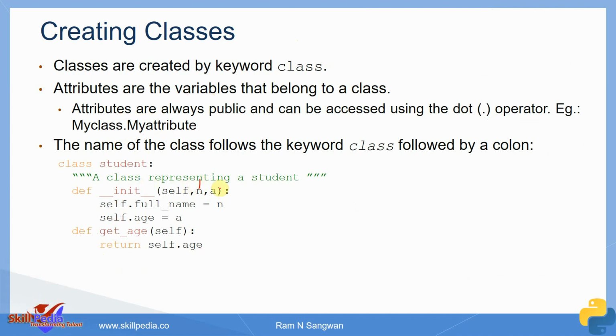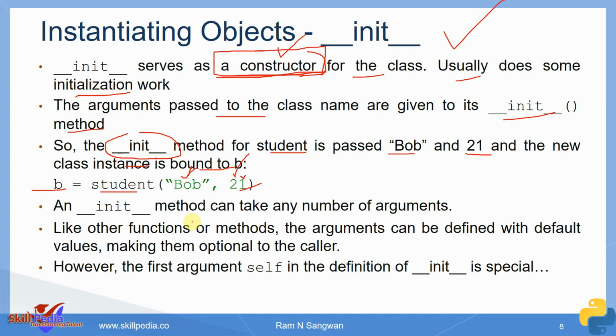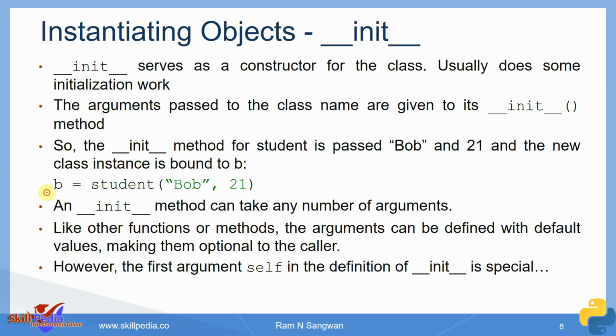So Bob will go to n, and because self is defining, that is initializing this class itself. Whenever you define an object, it will initialize with whatever value you provide here. So Bob, 21: here name will be Bob, age will be 21. So when we are passing Bob and 21, this is how we can initialize an object of this class. Because the class name was Student, b is an object of the class Student with name as Bob and age as 21. The init method can take any number of arguments.